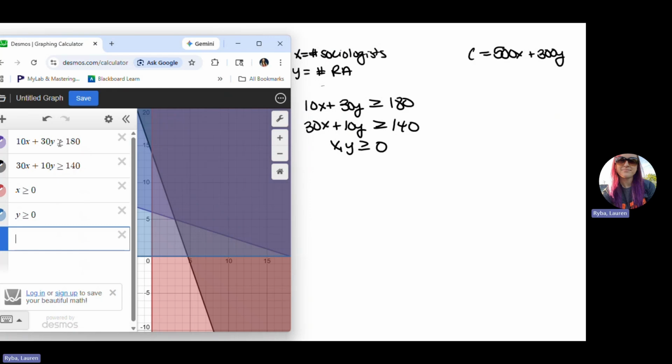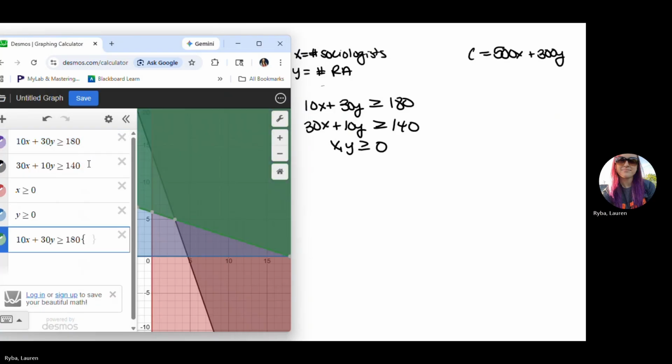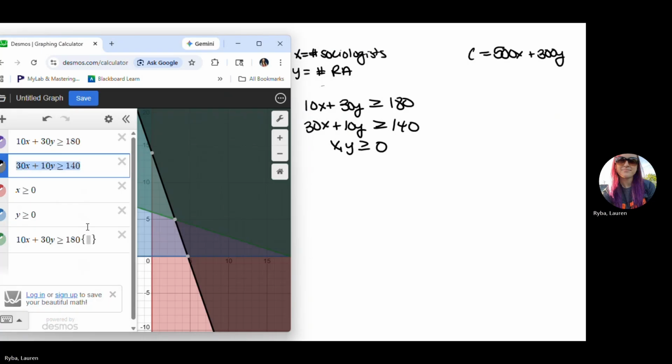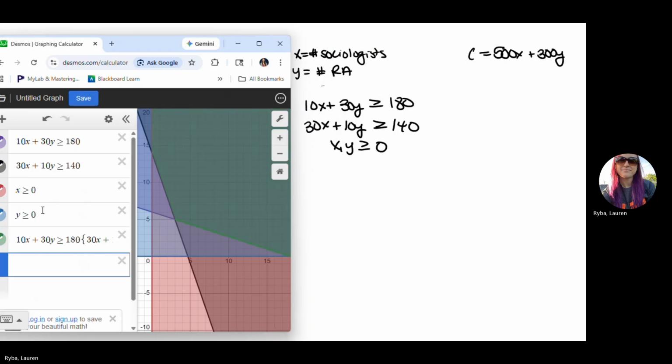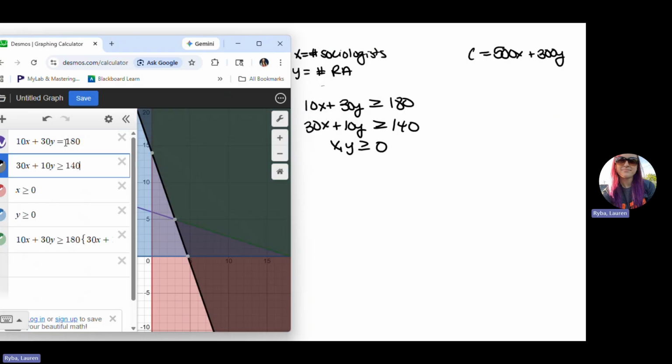All right, so let's take the first one. Paste it down. Second one. Paste it in brackets. X greater than or equal to 0. Y greater than or equal to 0. Do I have an extra bracket somewhere? Yeah, okay. So that I can change these to equals.